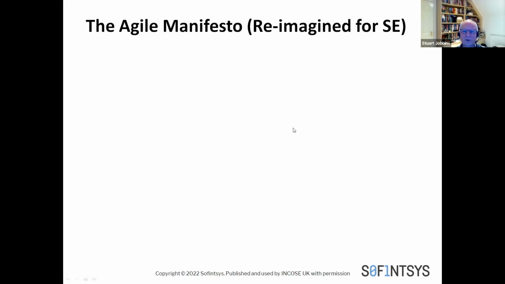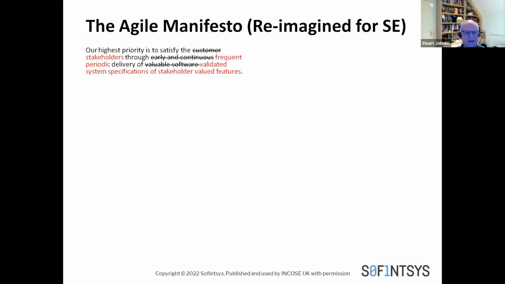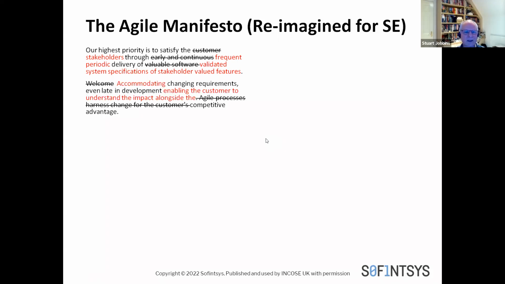So after going through all that, I thought, well, okay, let's try and rewrite the Agile Manifesto in system engineering speak. I've left the old words in just so you can see the changes. So I reimagined the first one: our highest priority is to satisfy the stakeholders through frequent periodic delivery of validated system specifications of stakeholder valued features. You'll see I've got rid of what I call the ambiguous words of early and continuous, and we've turned that into system speak. I've deleted welcome because I don't think anybody welcomes change, especially project managers, and certainly in big complex systems, allowing the customer to change at will is not something I'd welcome.